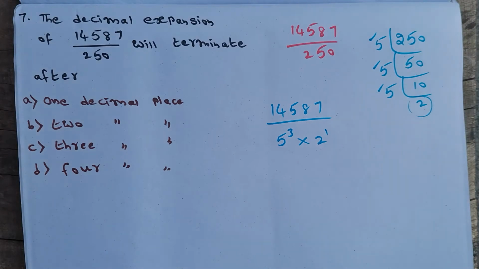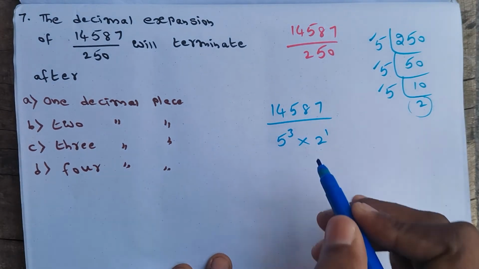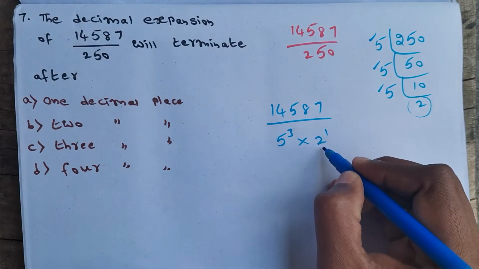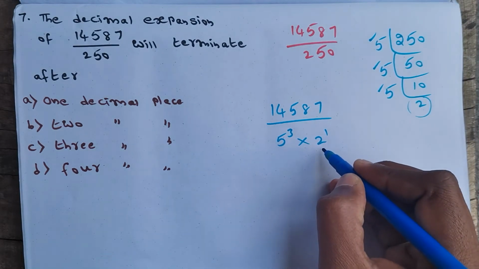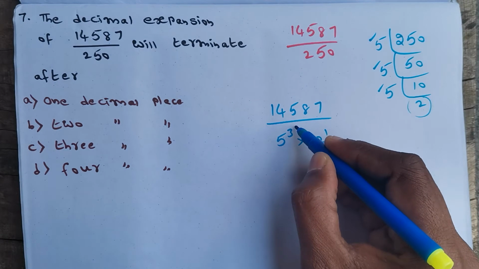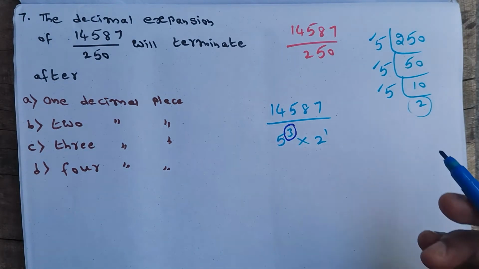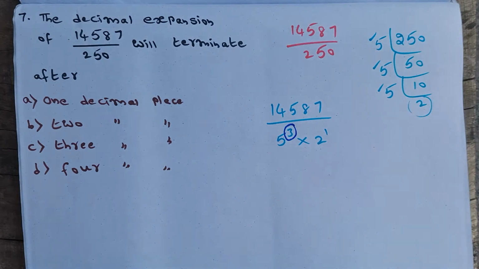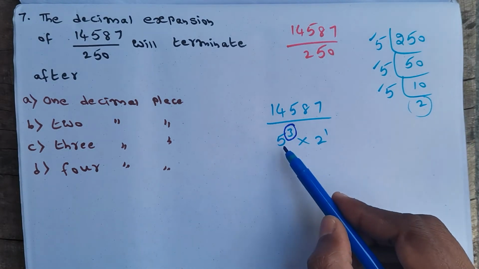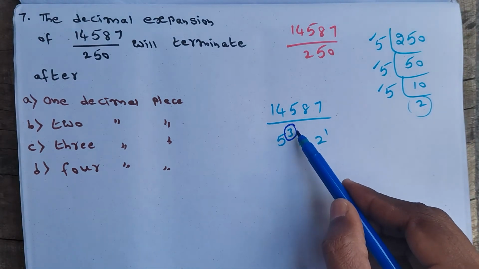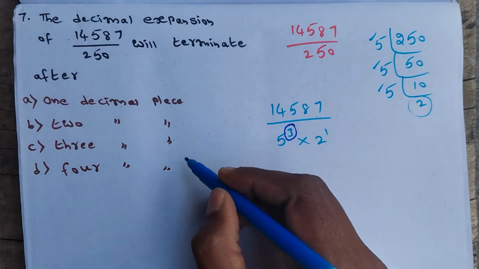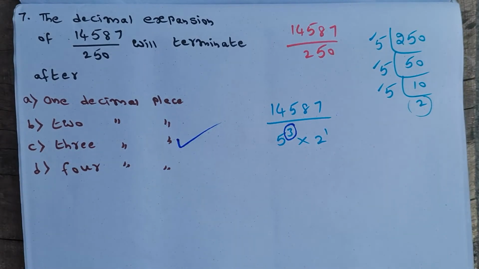Now observe the denominator. In the denominator, either for 2 or for 5, whichever has the maximum power, it will terminate after those many decimals. Here 2 power 1 is there, here 5 power 3 is there, so the maximum power is 3, so it terminates after 3 decimal places.